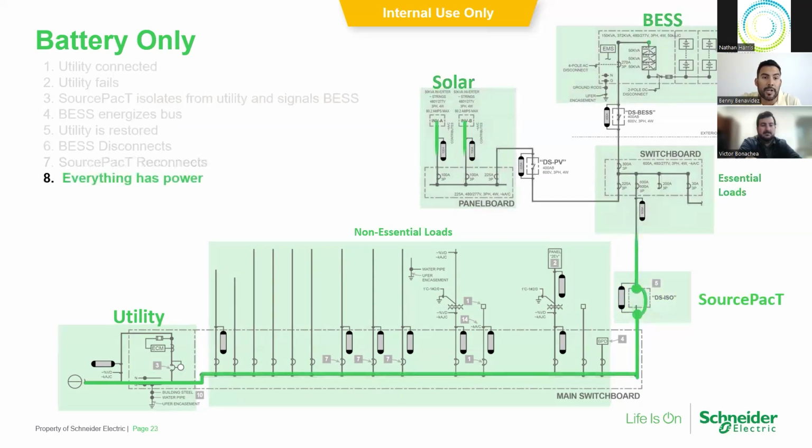And now you're again operating in a grid tied operation where your solar and battery storage system are providing power to the essential loads, and any excess is being sent back to the main switchboard or utility if you have a power purchase agreement.